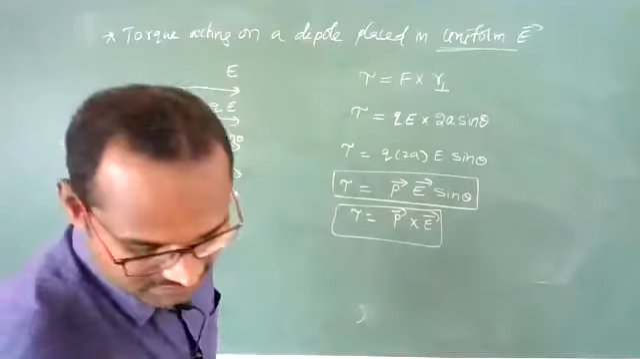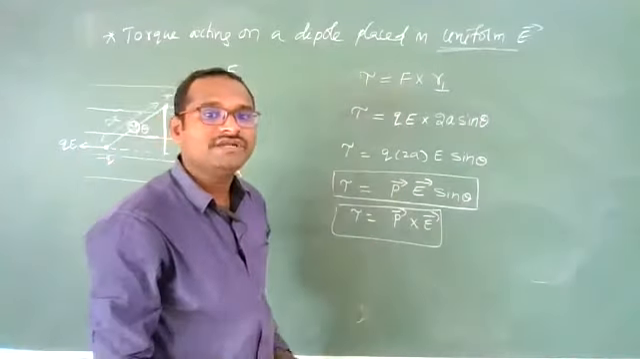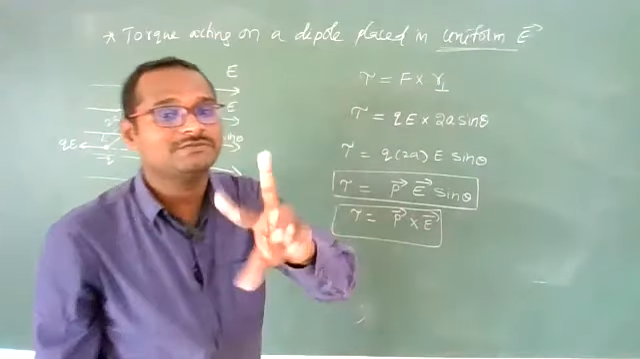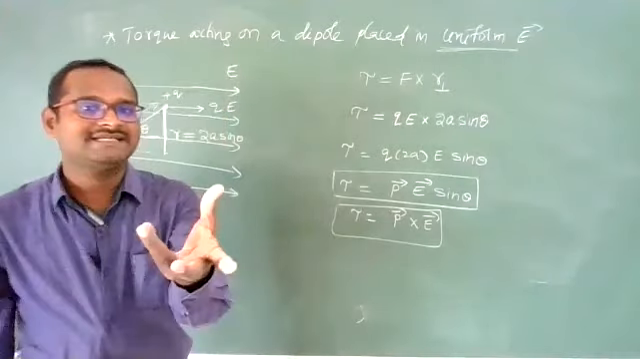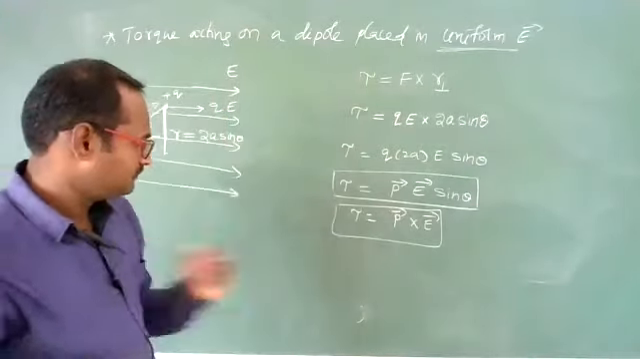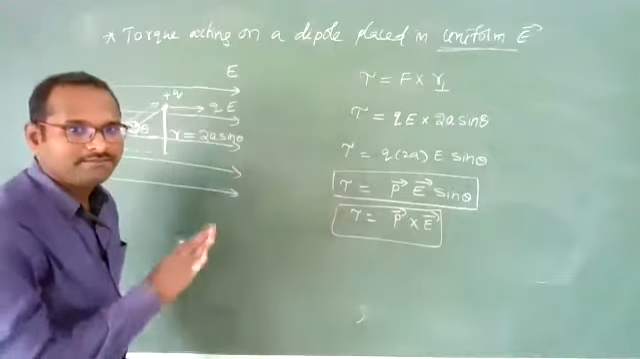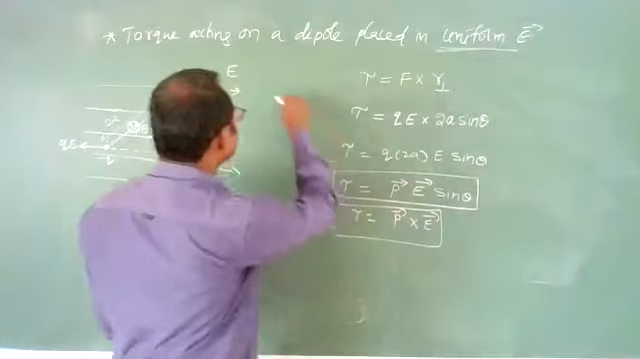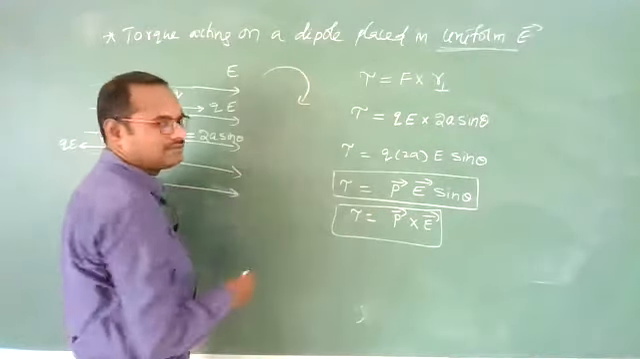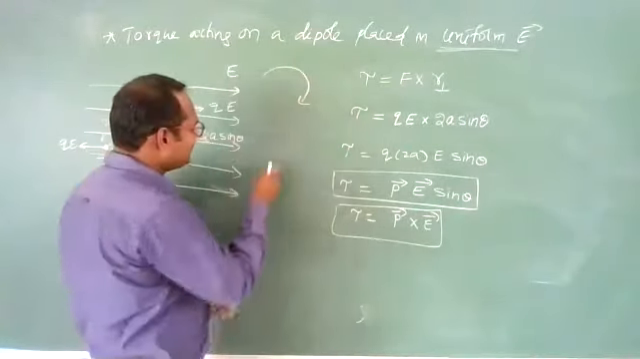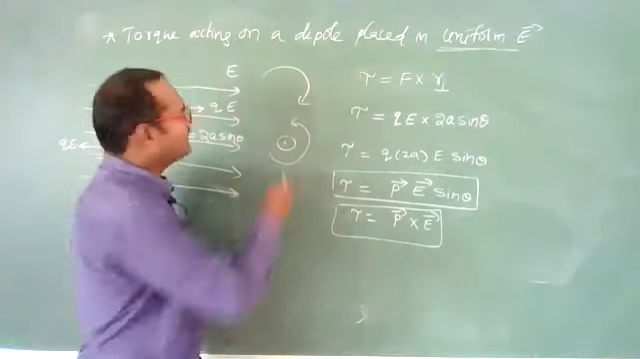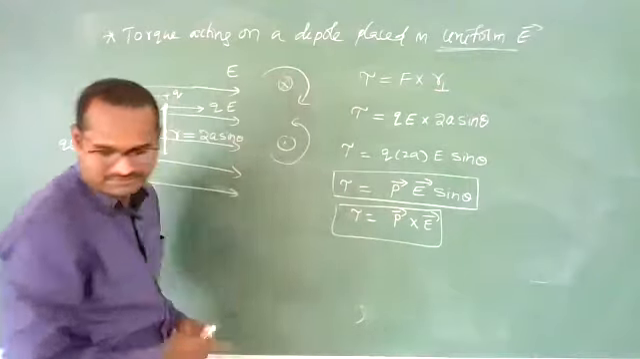See, students, one important thing you need to remember: we need to write P cross E only. We should not write E cross P, because A cross B cannot be equal to B cross A. The cross product does not obey the commutative law. So P cross E only we should write. P cross E means inside. Whenever an object is rotating in the clockwise sense, the torque will be inside. If it is rotating in the anti-clockwise sense, the torque will be outside. Outside I will represent with a dot, inside with a cross.